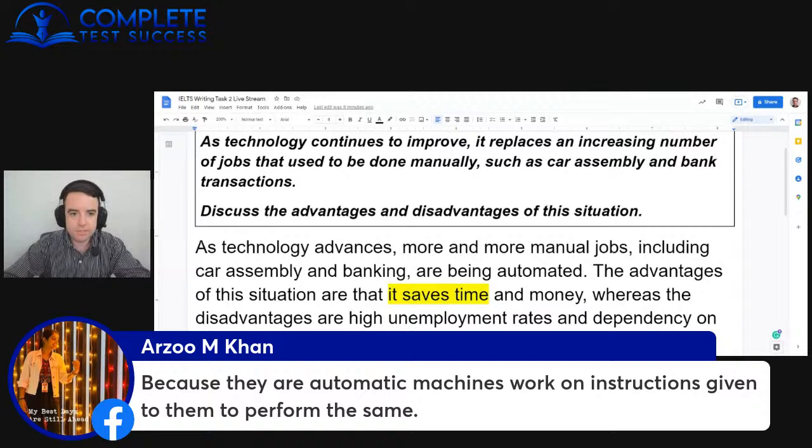Work on instructions given to them to perform the same. That doesn't necessarily mean they're faster. I don't see how this is saving time.